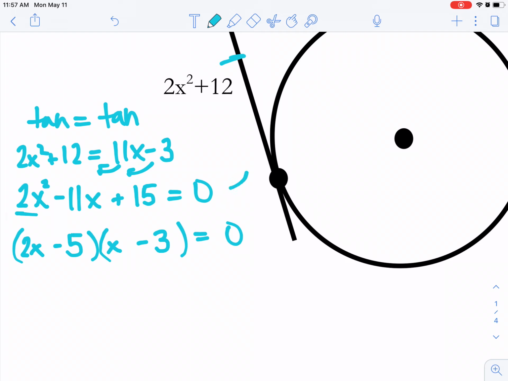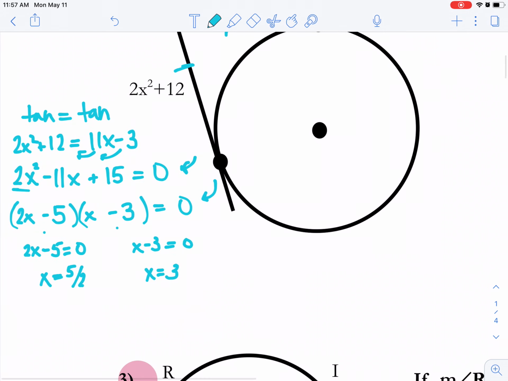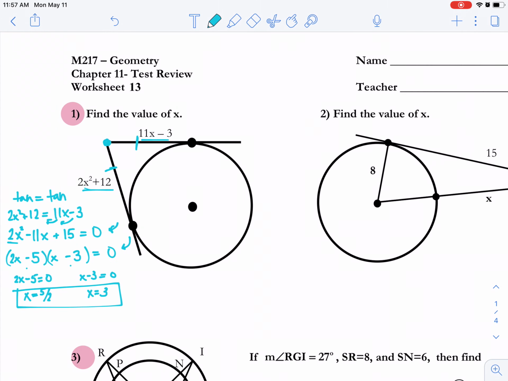After we set the equation equal to 0, after we factor, then we have to take each of these individual factors and set those equal to 0. So 2x minus 5 equal to 0 and x minus 3 equal to 0. Now we just solve. We're going to add the 5, divide by 2. Here we'll just add the 3, and we have our two values for what x could equal. Now in this case, when we plug those values back into the original expressions, we get appropriate segment lengths for both of them, so x can equal both of those values.